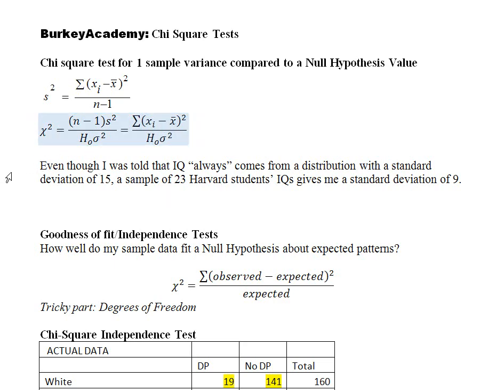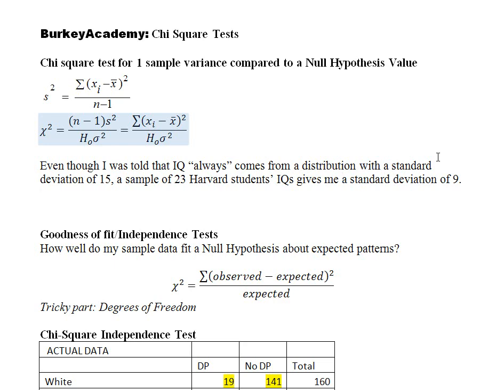So for example, suppose you were always told that the standard deviation of IQ is 15, and that's true for the entire population in general. Suppose you wanted to check to see if that's true for Harvard University students. You take a sample of 23 randomly selected Harvard University students, and you find that the IQ standard deviation from your sample is 9. Now, the test is about variances, so what we have to do is square these standard deviations to get the variances.